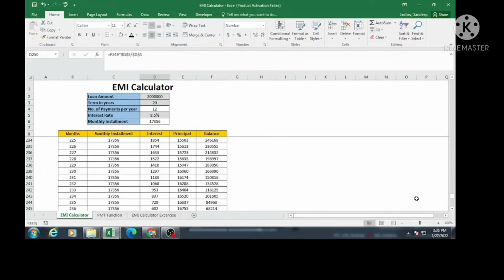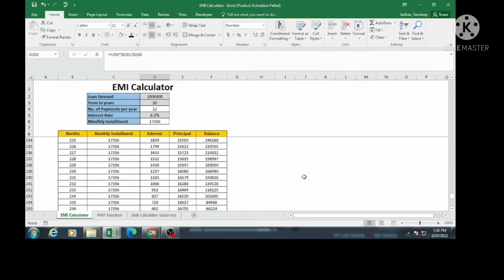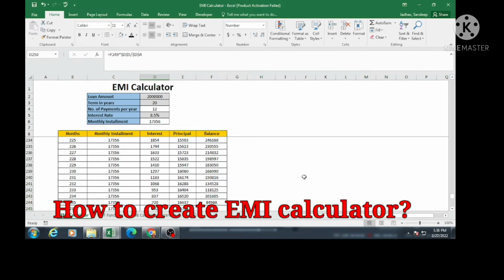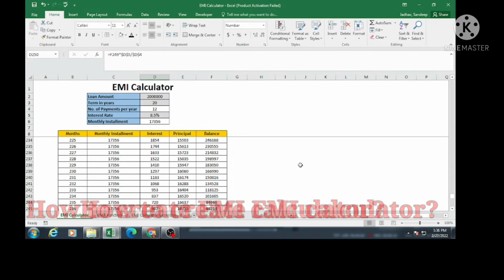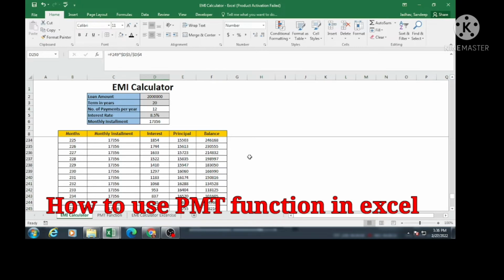Hello friends, if anybody takes any loan, we know that it is being repaid with the help of monthly installments, and that monthly installment is called EMI, Equated Monthly Installment. And do you know that we can create an EMI calculator in Excel with the help of the Pmt function, and it is not very difficult to create such a EMI calculator.